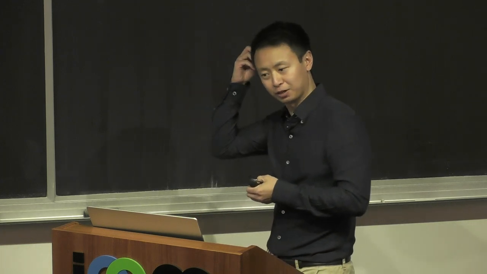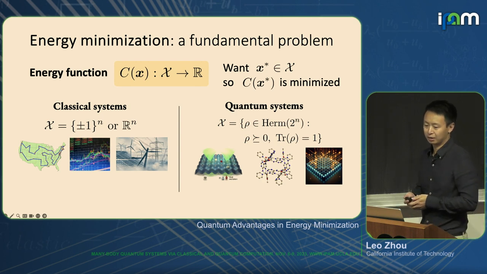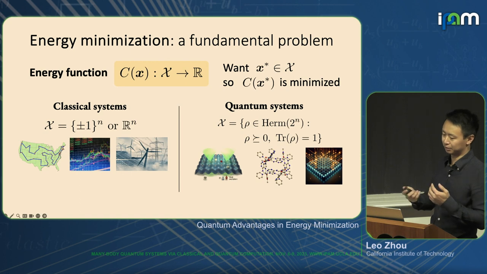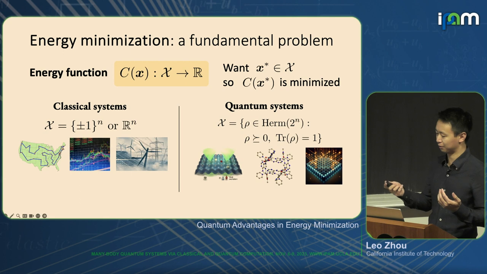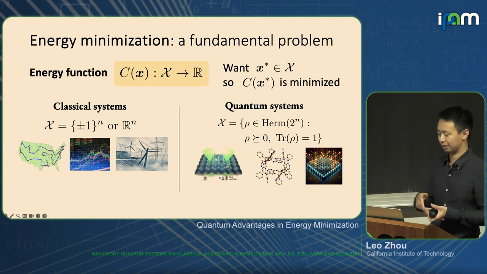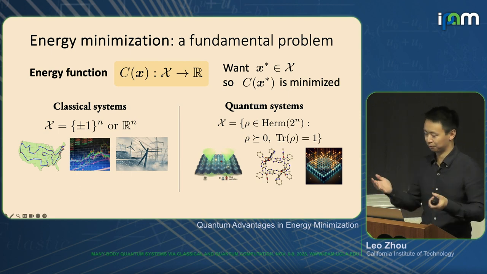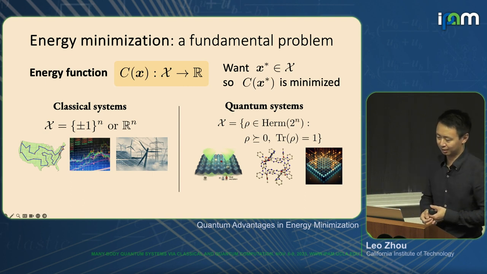And for quantum systems, of course, there's a connection to fundamental problems in quantum many-body physics and quantum chemistry. And here the domain is the set of density matrices, and you want to minimize the energy. For example, it could be just the expectation of some Hermitian operator. The goal here is to find some quantum state that has the lowest energy possible. And you see this in spin systems, molecules.